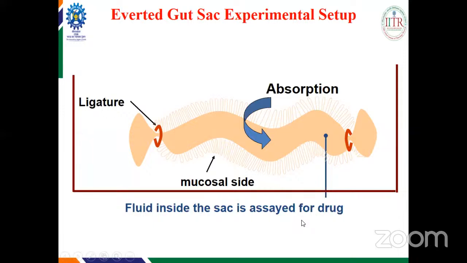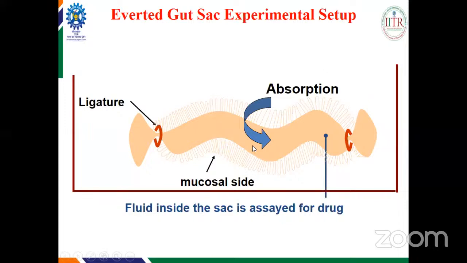whereas in this particular experiment you are completely taking out the intestine, cutting it into two pieces, and ligating both ends and putting the solution outside, let's say in the petri dish, and you have everted the intestine. So inside out: the inside part came out and the outside part went inside. As you can see, these are the villi of that particular intestine which came out.